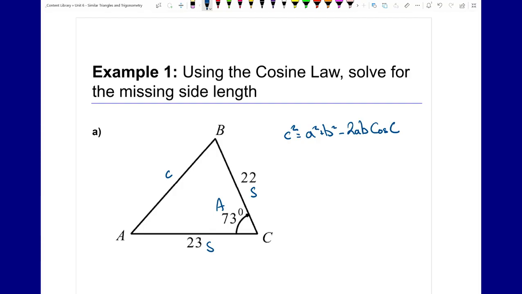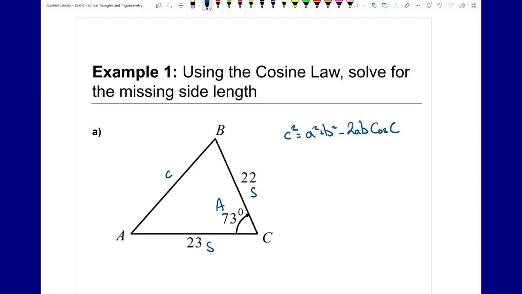The points are just there for reference, just to let us know what angle we're trying to find, or side we're trying to find. But if we know what side we're trying to find, in this case C, relabel it. Make this A, and then the other ones C and B. Right? So that way you only really have to worry about one equation.